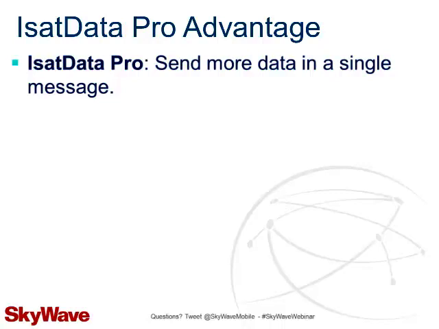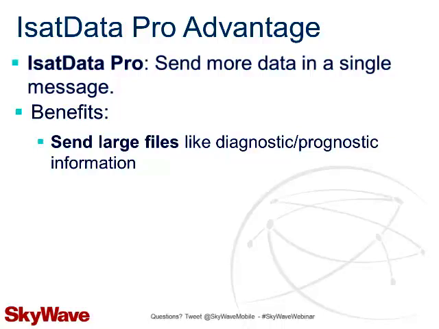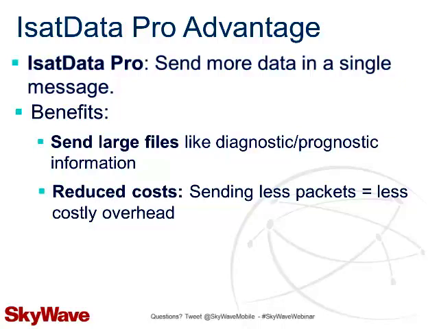One of the key advantages of the IsatData Pro service is that it can send more data in a single message. So why is this beneficial? Well, the first reason is that you have the capacity to send large files like diagnostic or prognostic information from SCADA equipment or heavy equipment. And the cost per byte is lower than other M2M services since the system has been designed and optimized for sending large amounts of M2M data.